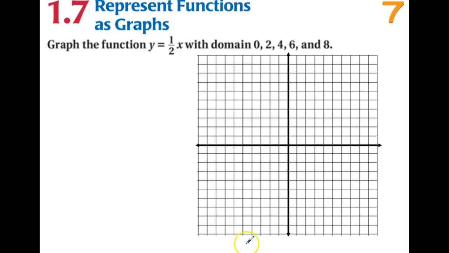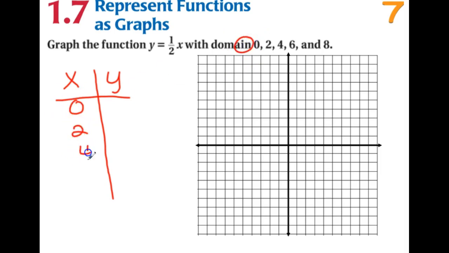All right, last couple here. We are just moving on and we have to graph these. So in order to graph this, I need to make an XY table, just like we've done in the past. And they're telling me to plug in 0, 2, 4, 6, and 8. So our equation is y equals 1/2 times x, and for x they're first telling us to plug in a 0. So 1/2 times 0 is just 0.